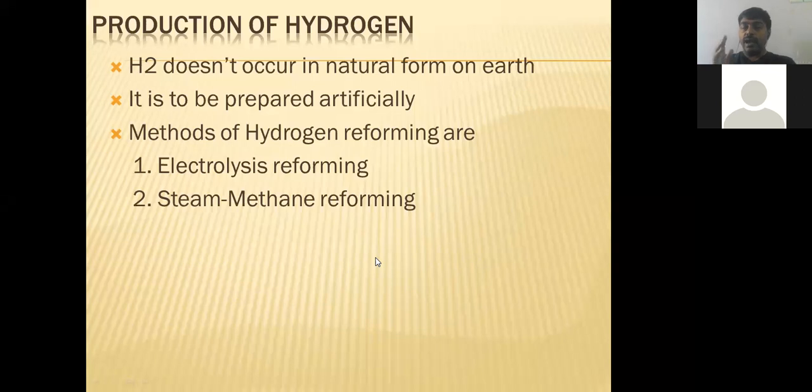That's why we'll say that hydrogen is going to be prepared artificially by different methods. You can find 4 to 5 different methods, but among all these, we are going to discuss 2 methods, which are the more prominent ones. Maybe there are a lot more, but we are going to discuss these 2 because many applications and many companies produce hydrogen by these 2 methods, right?